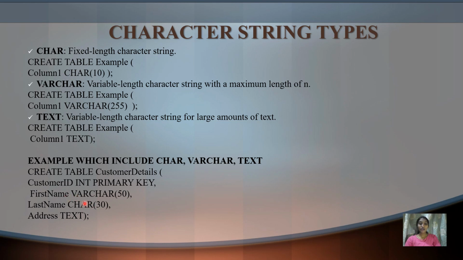And next, first name, it is of a variable length. So we give a data type called varchar, and we specify the value for it. And last name is of fixed length. For the fixed length we give a data type called char, and we specify the value here. Address consists of a huge amount of text. So we are giving a data type called text.